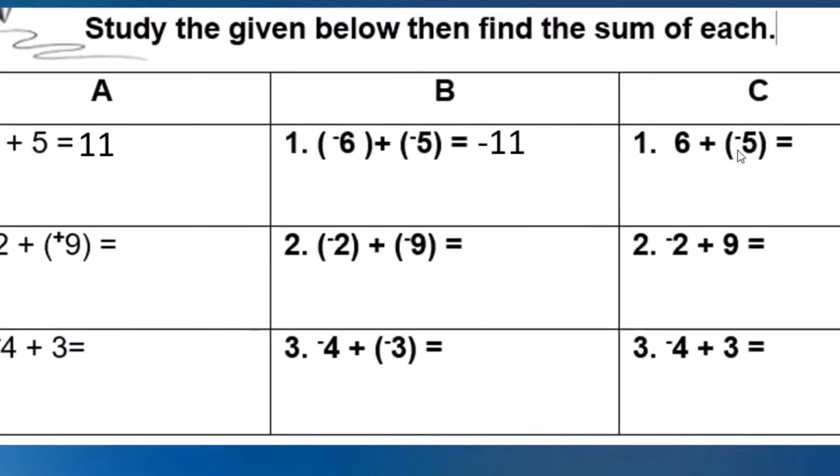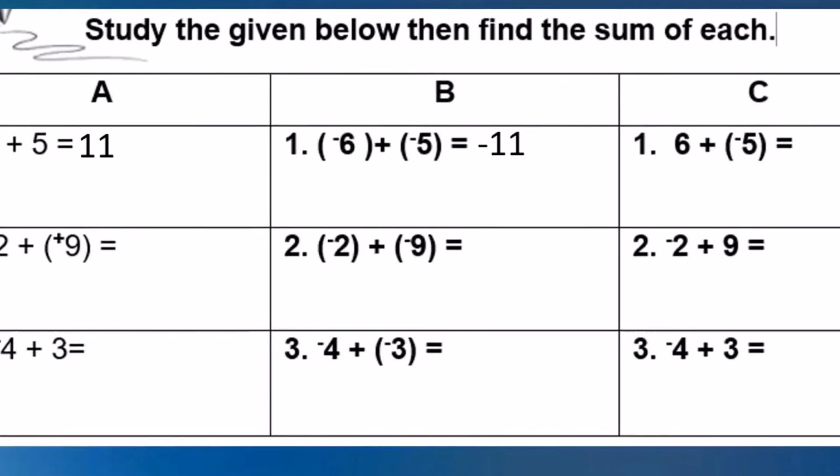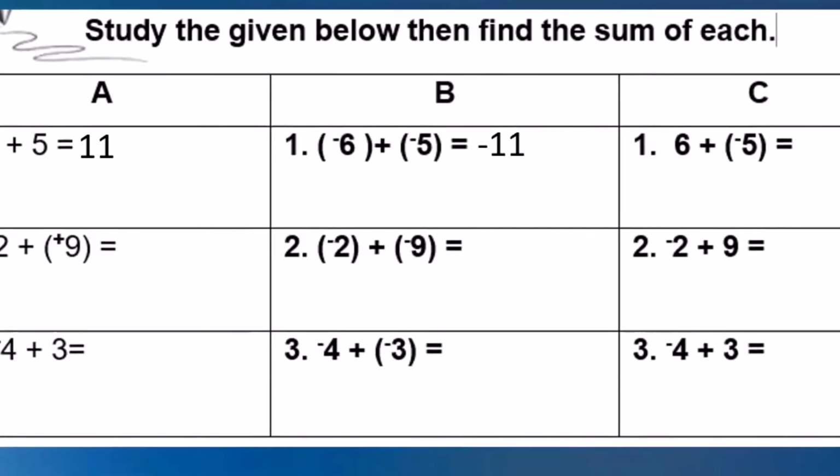Then in column C, so imagine natin ang positive ay red chips at ang negative ay yellow chips. So in this example, may 6 tayong red chips at mayroon tayong 5 yellow chips. So cast out, we have 5 pairs na mayroong yellow and red chips at mayroon tayong isang natirang red chip. So therefore, 6 plus negative 1 is equal to positive 1.